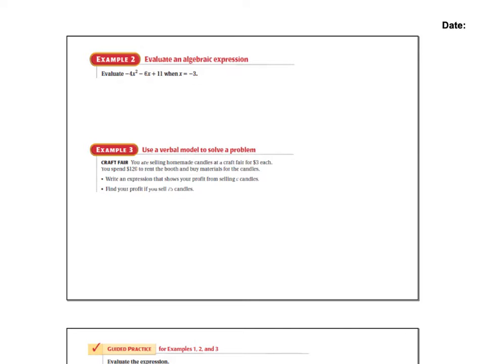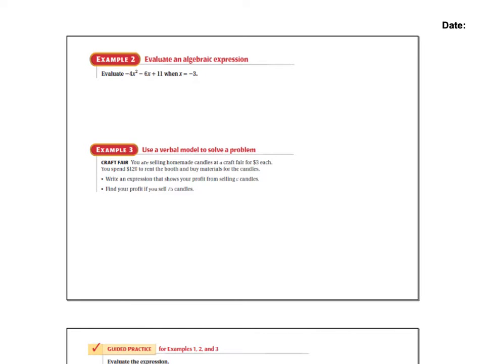I would like you to try example 3 to see if you can write expressions and then find your profit after you substitute in certain numbers. So go ahead and try example 3. So this example says you're selling homemade candles at a craft fair for $3 each, but you've spent $120 to rent the booth and buy the materials for the candles. So they're talking about your profit.